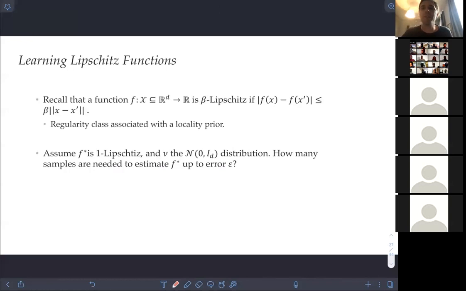I see some answers here. Yes, exponential in D, good. Someone already knows the answer. Indeed, this question smells like you will need many, many samples, and these samples will scale badly with dimension, right? That's why we are talking about the curse of dimensionality.